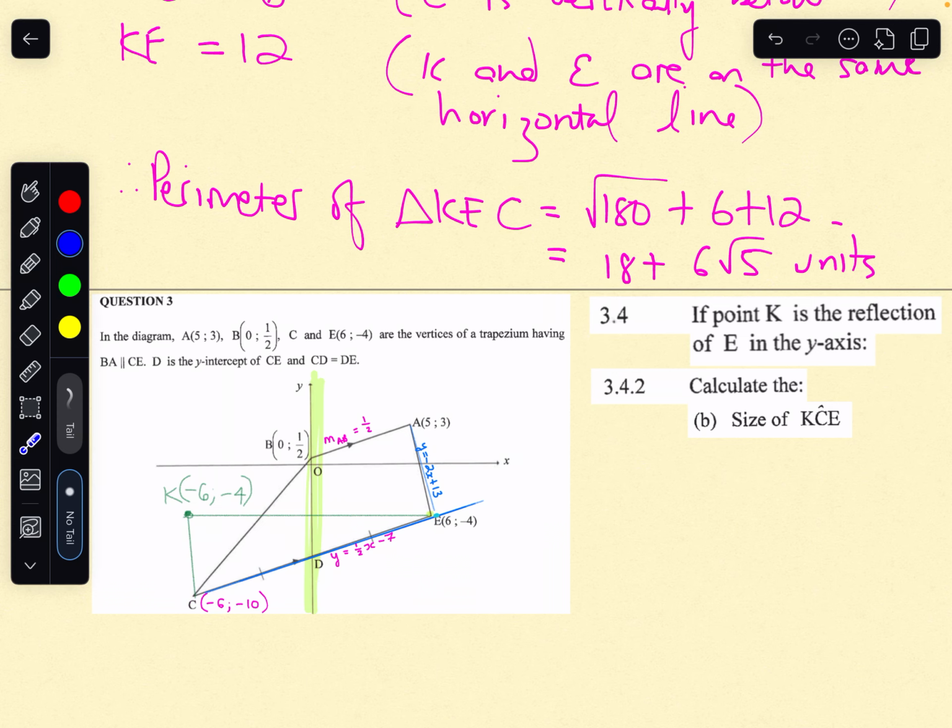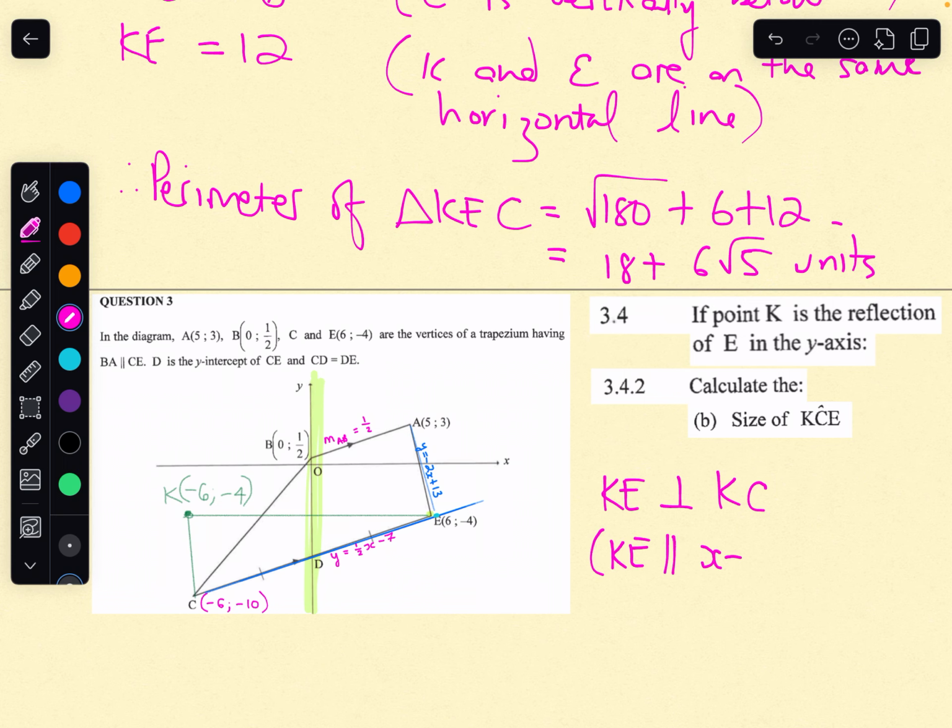And then I also remember that, hey, wait a minute, this is a vertical line, this is a horizontal line, so that means these two are perpendicular. So we've got a right angled triangle, so we could actually even use SOH CAH TOA instead of using the cosine rule. So we can say KE is perpendicular to KC, and that is because KE is parallel to the x-axis and KC is parallel to the y-axis. So in other words, KE is a horizontal line, KC is a vertical line.